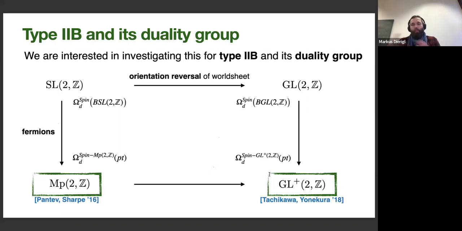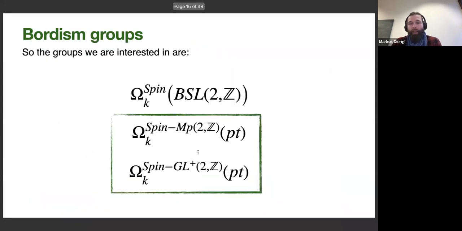And again, you see that there's this twisting between spacetime geometry and duality information. So the corresponding bordism group would be Omega_D of Spin-GL+(2,Z). So this GL+ is just the Pin+ cover of GL. Okay, so this already looks quite complicated, and indeed it is.